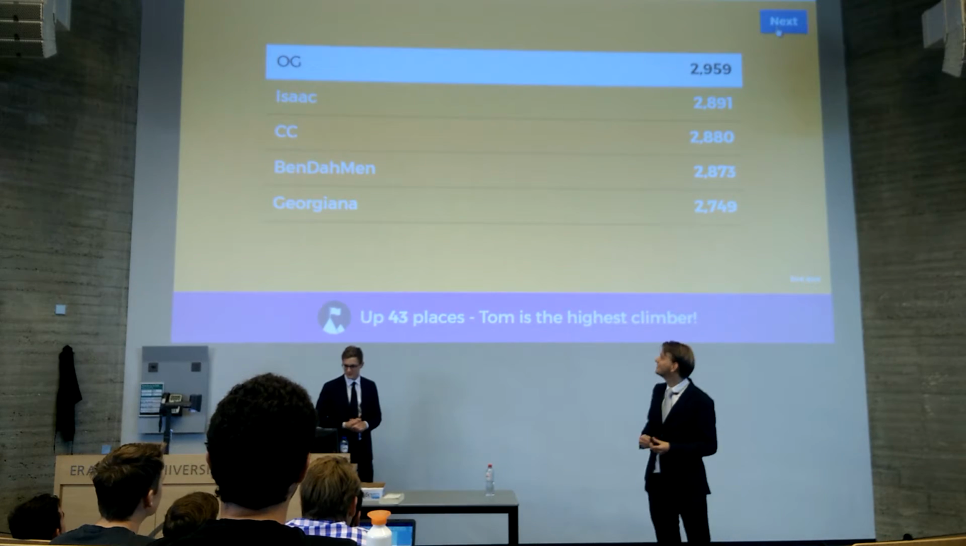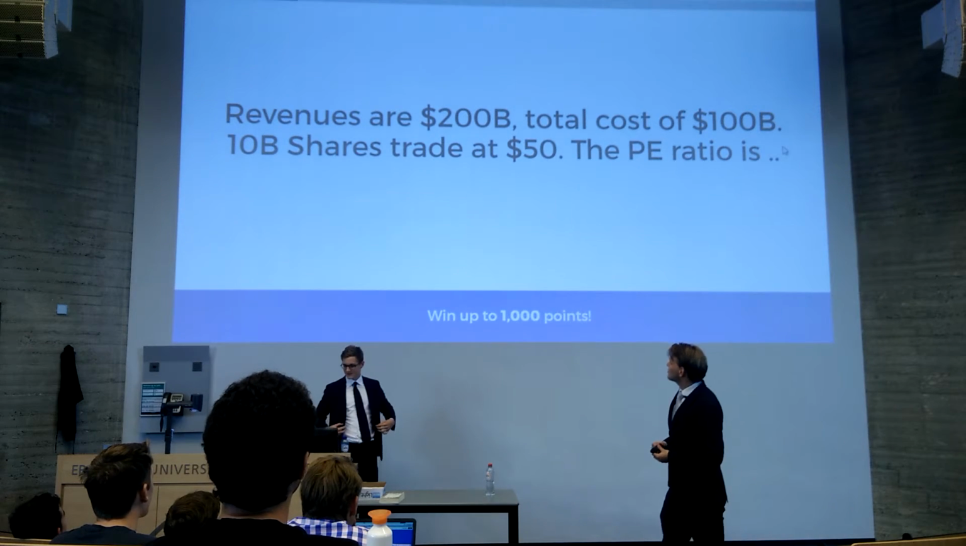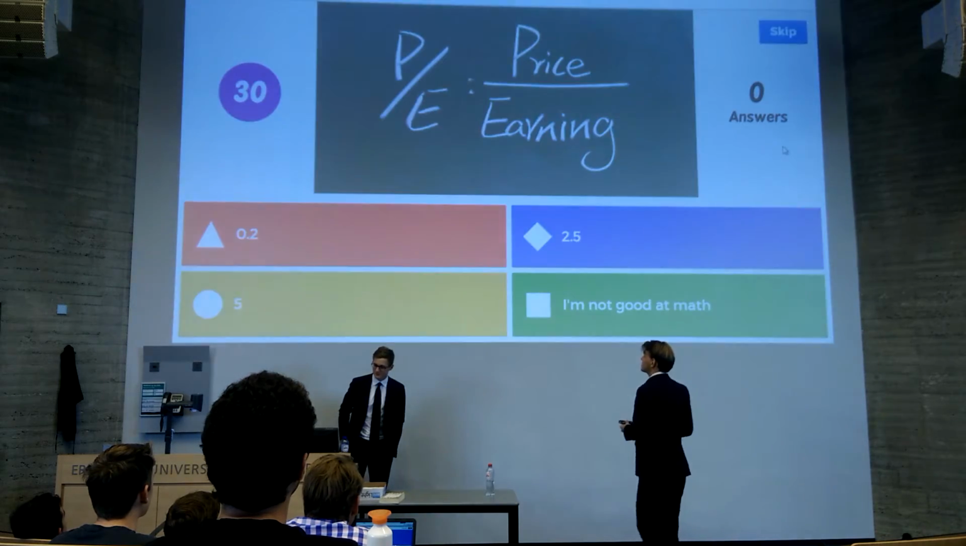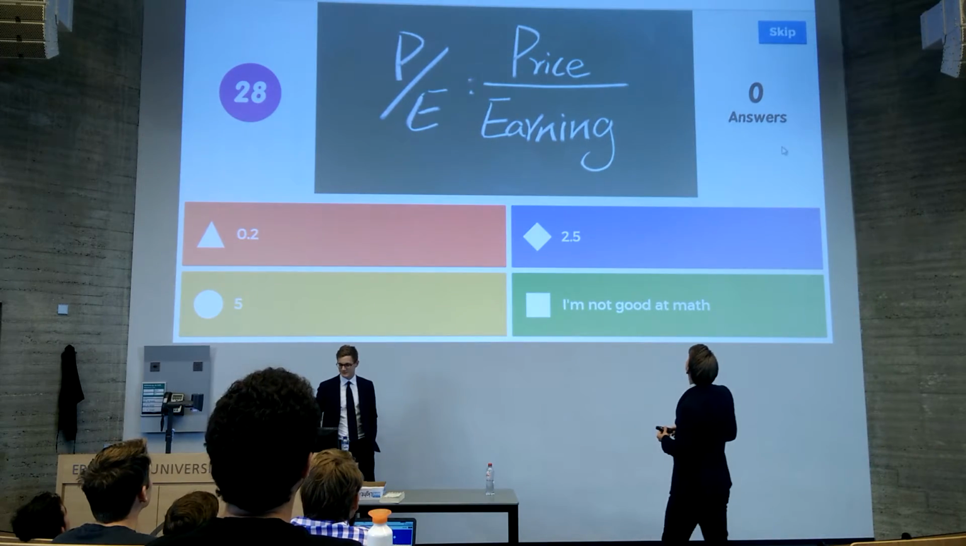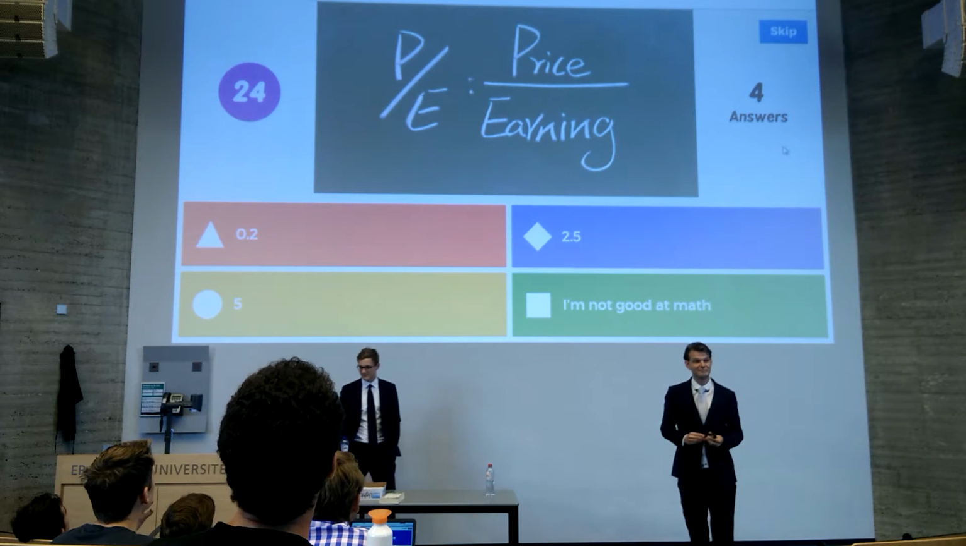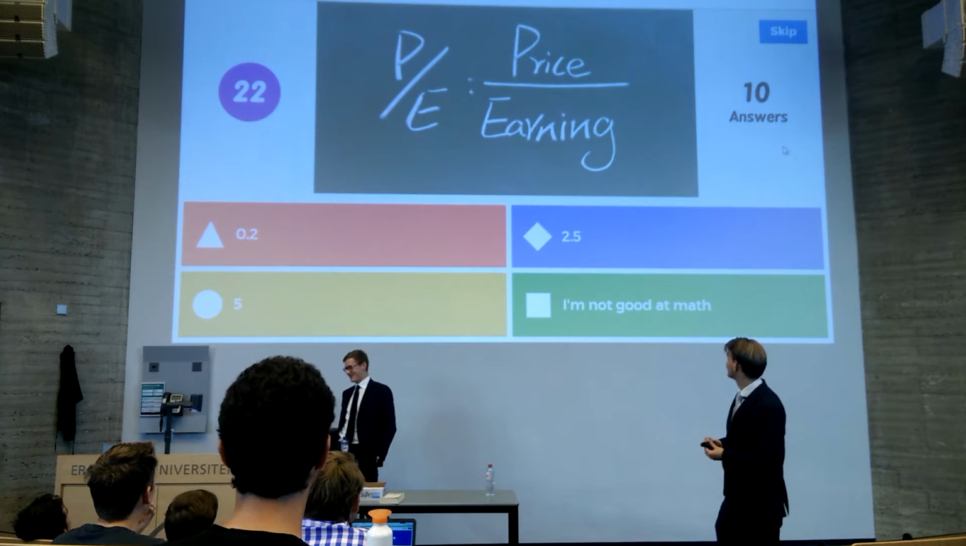Right, we have revenues of 200 billion, total cost of 100 billion, 10 billion shares outstanding, and a share price that's $50. What's the PE ratio? Calculate quickly.